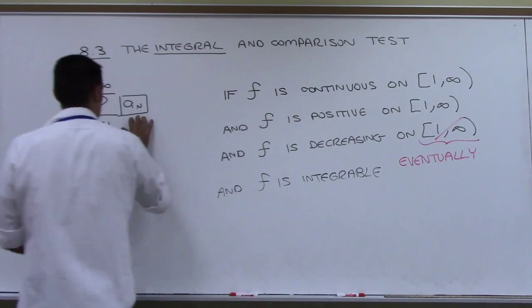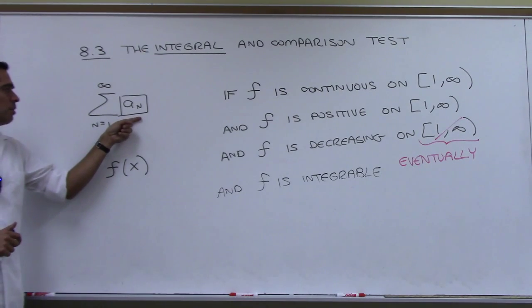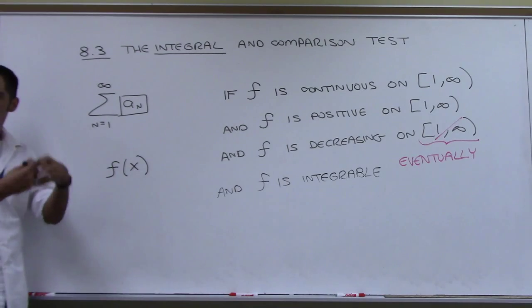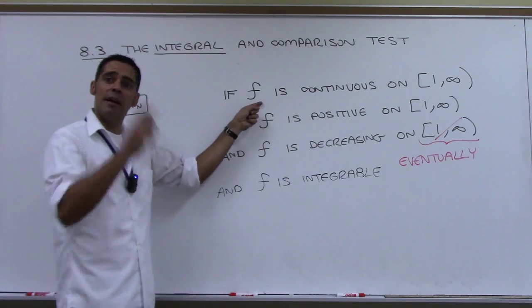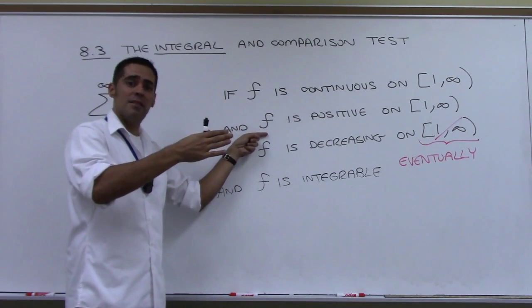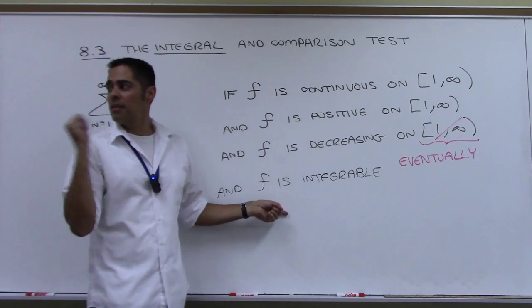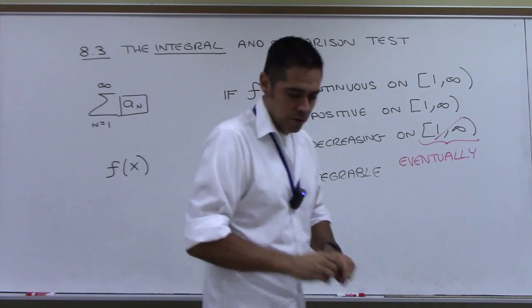You have to be looking at a sequence. You have to basically be stuck on it, and then you have to say, wait a minute, hold on. If I turn that sequence into a function of a normal variable x, then as long as that function is continuous, I can draw it without picking up my pencil. As long as it's positive, always above the x-axis. As long as it's eventually decreasing, and as long as I can integrate that function, then here's the result. What is the result?